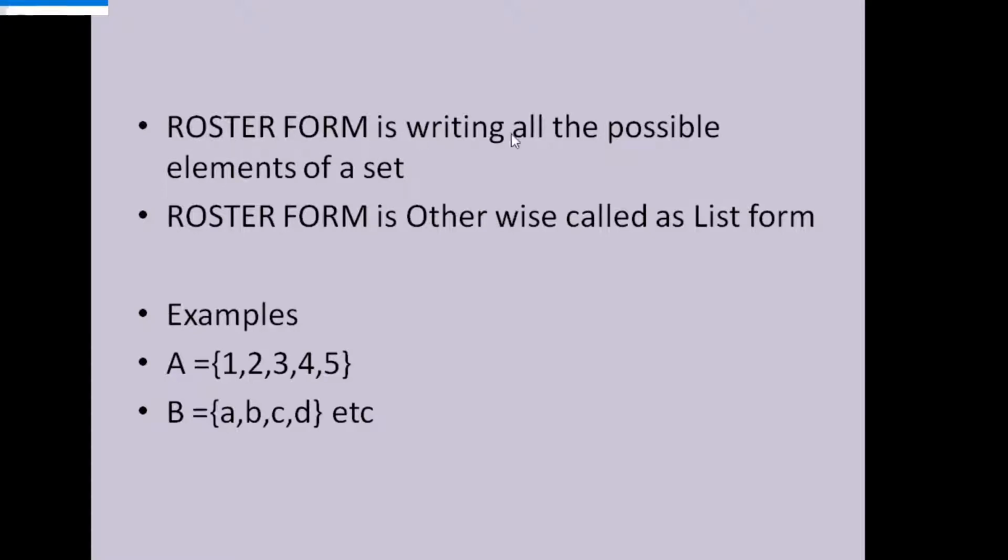Roster form is writing all the possible elements of a set. Roster form is otherwise called list form. Let us take one small example. Set A consists of elements 1, 2, 4, 5. So here in this set A we have clearly written the possible elements. That's why this kind of writing is called roster form.